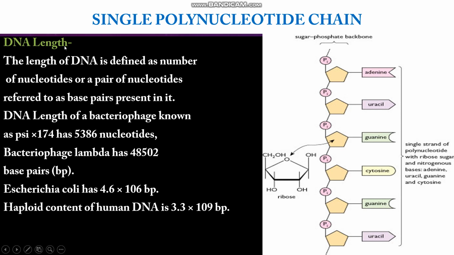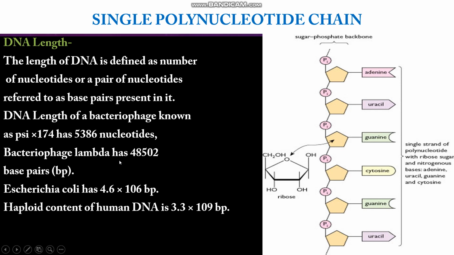Last is the DNA length. We can find out the DNA length by counting the number of nucleotides or the number of base pairs present in it. For example, the DNA length of a bacteriophage known as phi X174 is 5386 nucleotides.